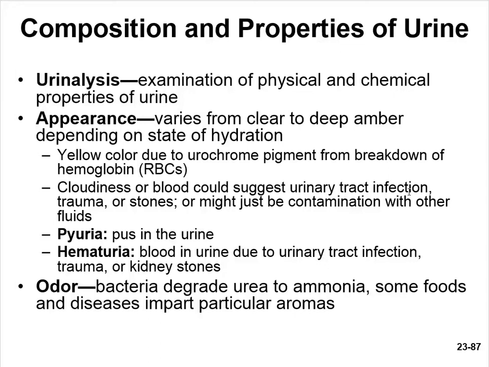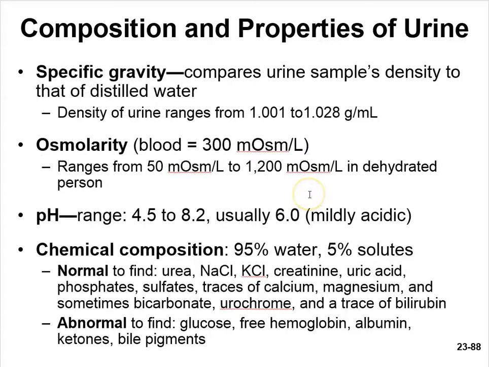Diabetics will have a sweeter smelling urine because of the glucose in their urine. You can also check specific gravity and compare it to distilled water. The density of urine ranges from 1.001 to 1.028 grams per milliliter. Osmolarity, remember the blood is 300 milliosmoles per liter, but in urine could be from 50 to 1200, depending on how hydrated the person is.